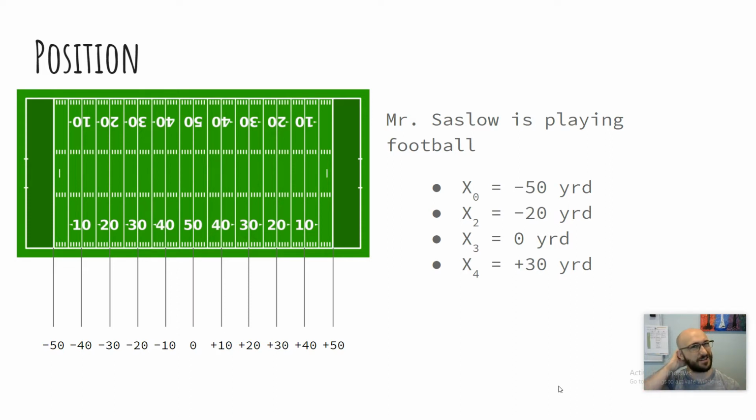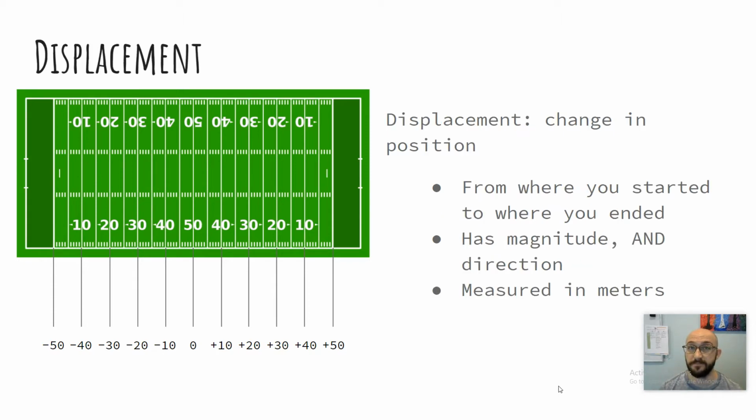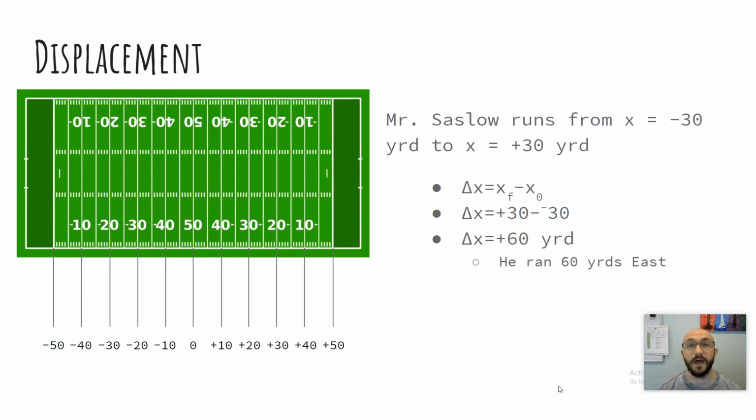Because it's usually not actually position that we care about particularly, but displacement, the change in that position, which has a positive or negative built in. So if, for instance, I go from the negative 30-yard line to the positive 30-yard line, my displacement, what I actually care about, is positive 60 yards. I ran 60 yards east.